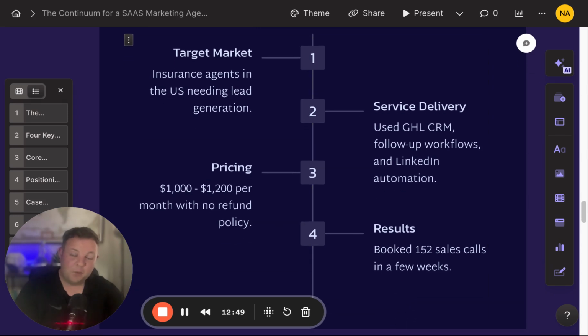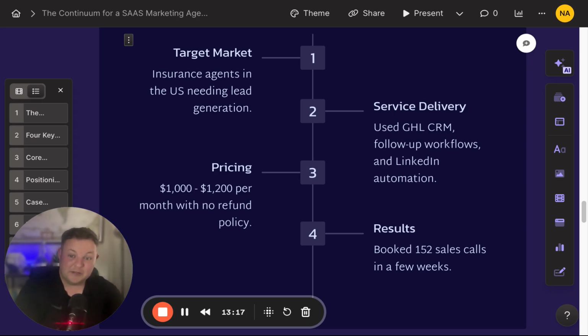My price point was $1,000 to $1,200 per month. I didn't use any money back guarantees. I didn't use trial periods. In fact, I had a no refund policy because I didn't really want tire kickers in our client base, essentially, because I've seen that before. So at this price point with a pretty standard service delivery, why do so many agencies out there struggle, yet we had 152 sales calls booked in the calendar?